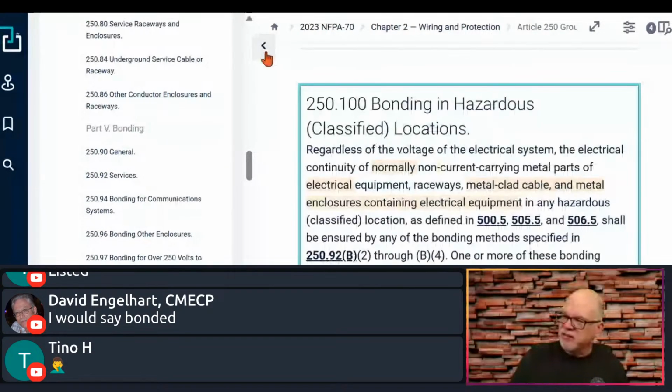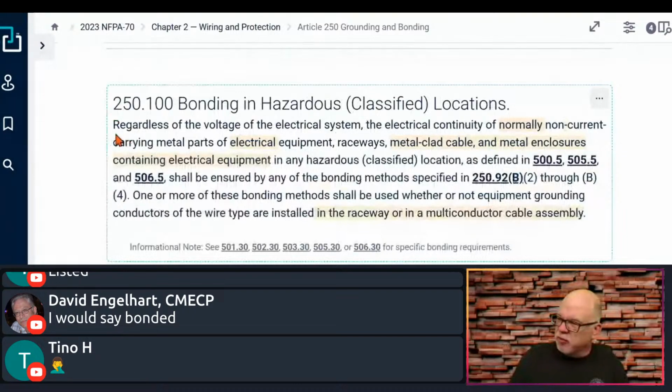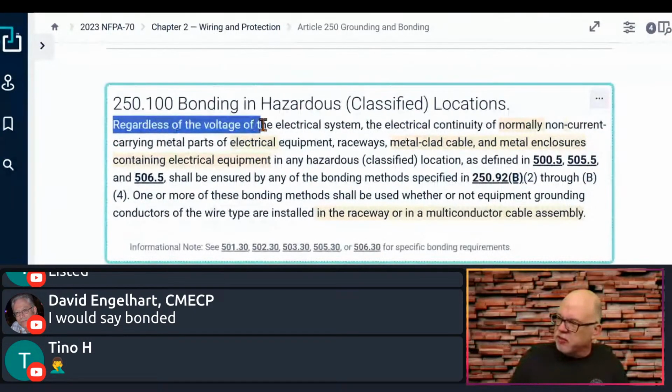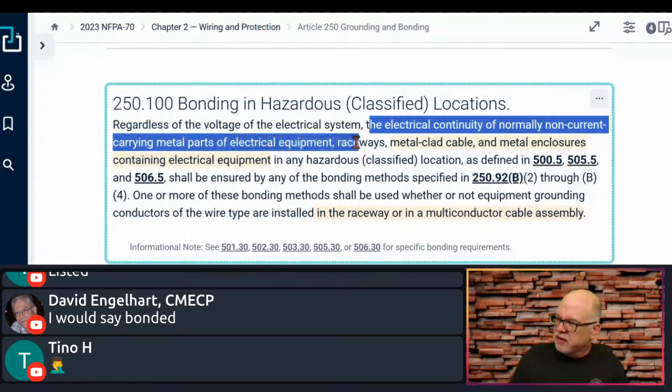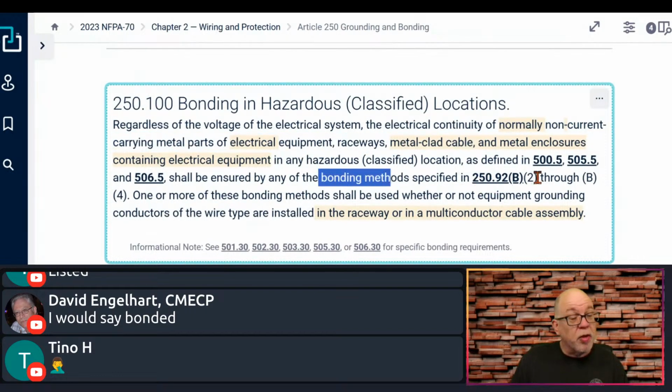And here's what it says, verbatim. It says, regardless of the voltage of the electrical system, the electrical continuity of normally non-current carrying metal parts, that'd be the frame, that would be the enclosure, and so on, in metal clad cable and all that, of any hazardous classified location, okay? There you go. And all this information, it says right here, any bonding method, and it gives you the code references for the bonding method.